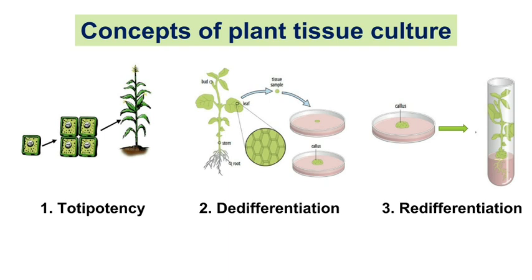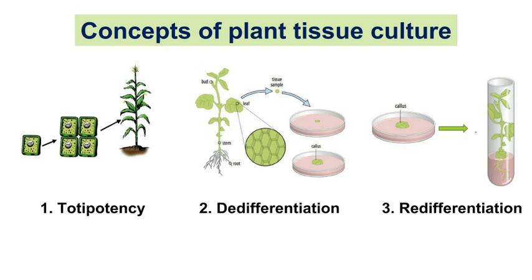Actually, the plants undergo two processes: de-differentiation and redifferentiation. First, we are going to see de-differentiation. That means from the explant, and I have already told that explant means any part of the plant, the cells undergo further divisions. It will form the callus tissue. Callus means an unorganized group of parenchyma tissues. So from the explant, the callus is formed. This process is called de-differentiation.